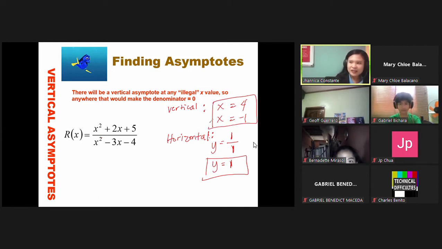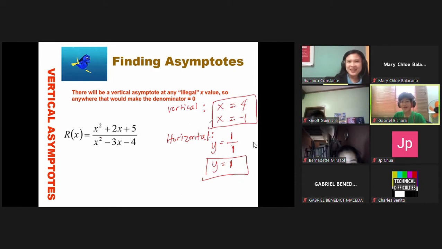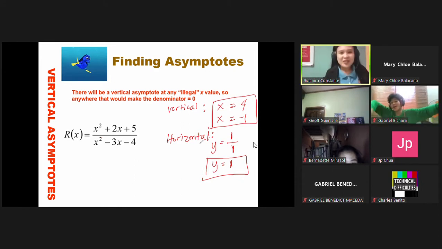Question on finding the vertical and horizontal asymptote of a function. Another example. Okay, can I clear the screen?